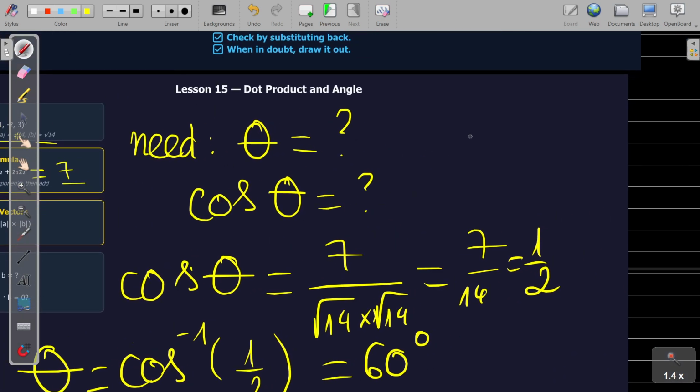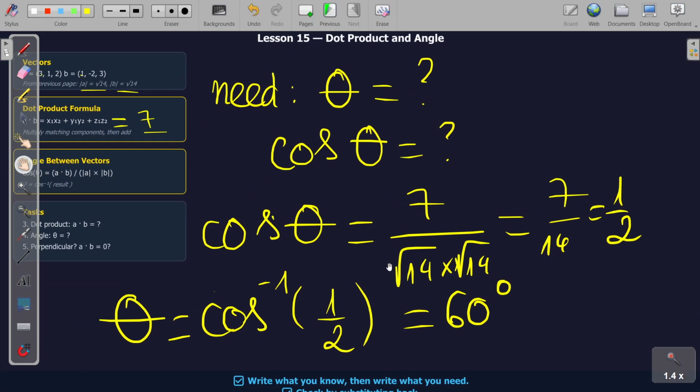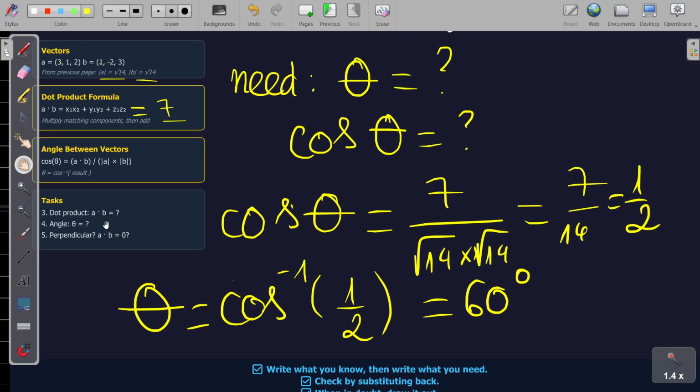What does 60 degrees look like? Well, in a pure x and y plane, they should look something like this. This could look something like 60 degrees. But on an XYZ plane, I'm not able to demonstrate it live, but 60 degrees is something that you will learn later in the later videos as well. But right now we just need to learn what the dot products are, what the angle is, and whether it is perpendicular.